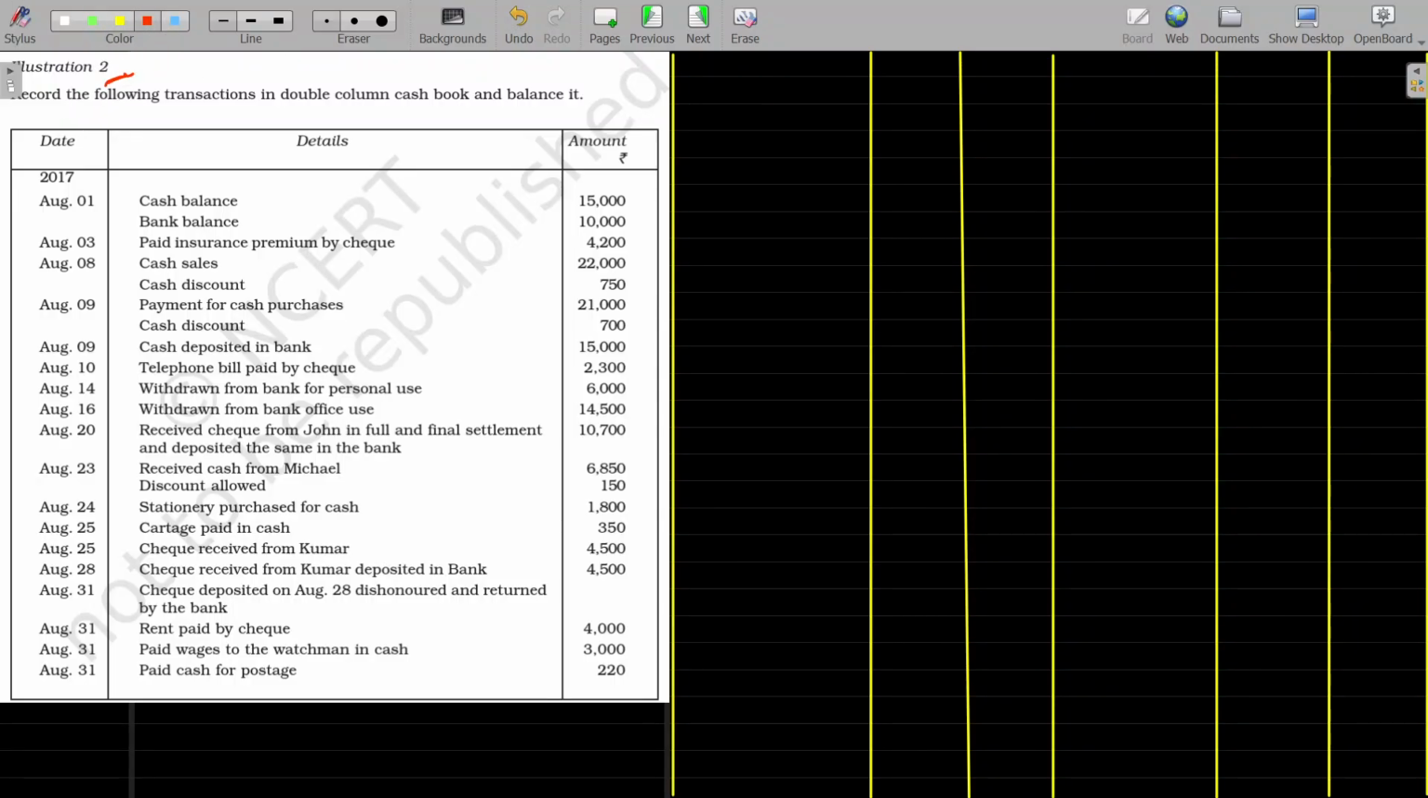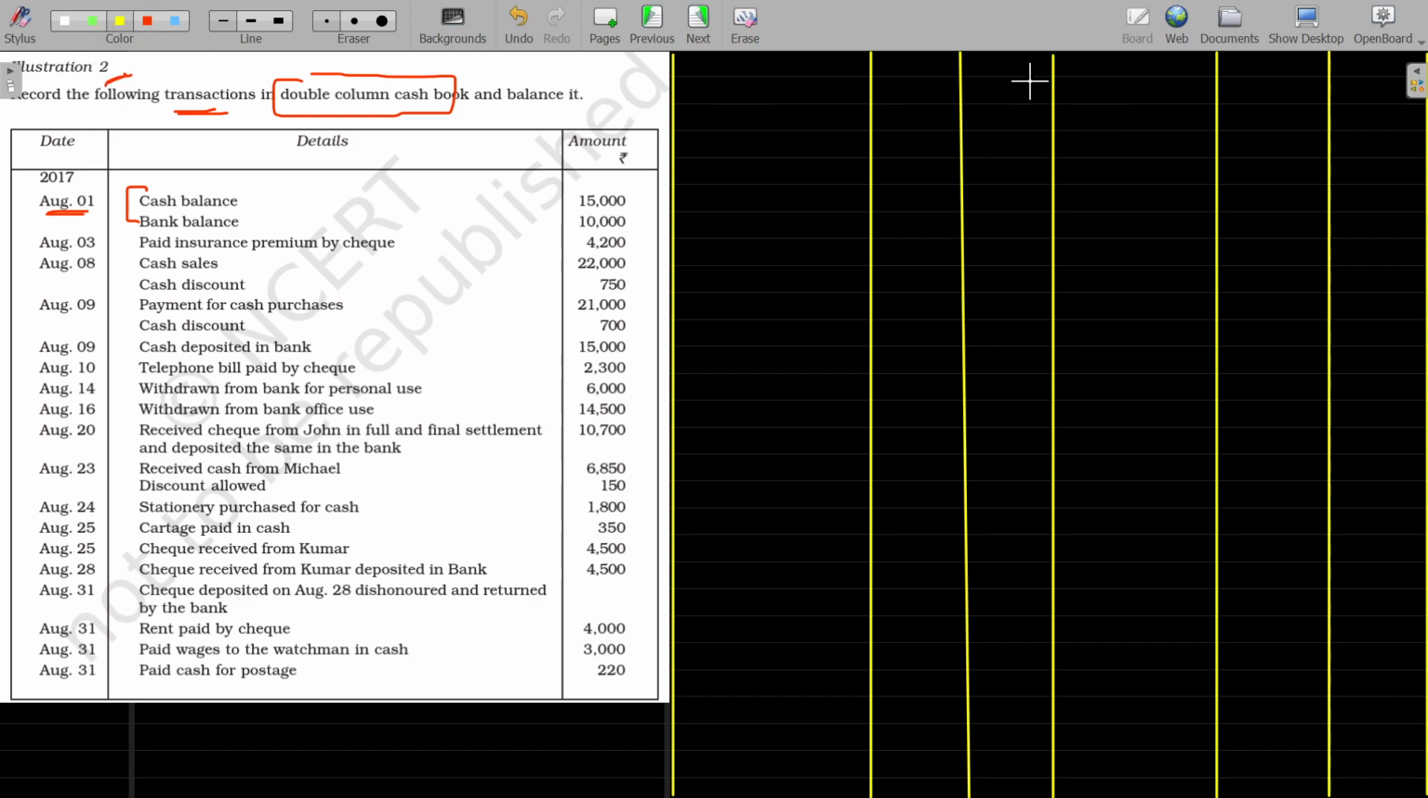Illustration number 2. Record the following transaction in double column cash book and balance sheet. From the information given, on August 1st we have cash balance and bank balance. It is better to open a column for cash and a column for bank in the cash book.